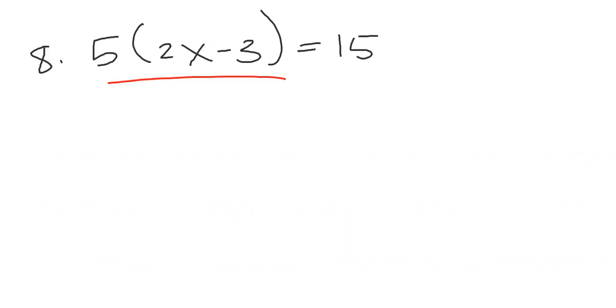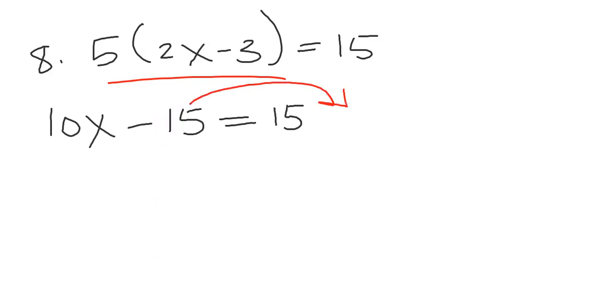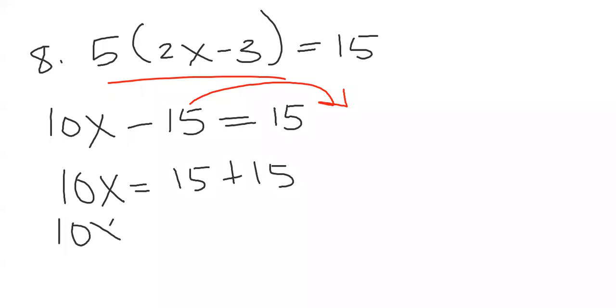So we have 5 times 2x, that gives us 10x. 5 times negative 3 gives us a negative 15. Then everything is equal to 15. So collect like terms, negative 15 has to go this side. So now you have 10x is equal to 15 plus 15. Remember, the negative 15, when it gets on the other side of the equal sign, becomes positive. And that gives us 10x is equal to 30.